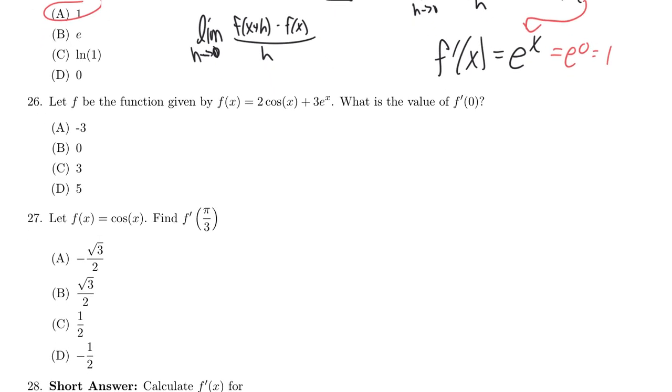All right, 26, we have f of x. We want to find f prime of 0. So the first thing is finding f prime of x. The derivative of cosine is negative sine, and the derivative of e to the x is itself. So the constant stays, and then we just get e to the x. Oh, I also got this wrong. Should be sine. And now I want to plug in 0.